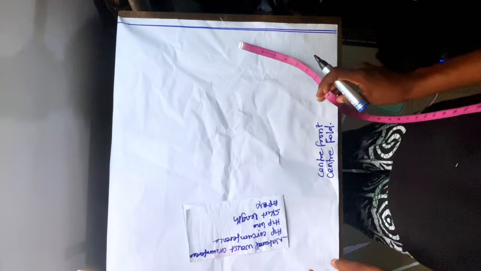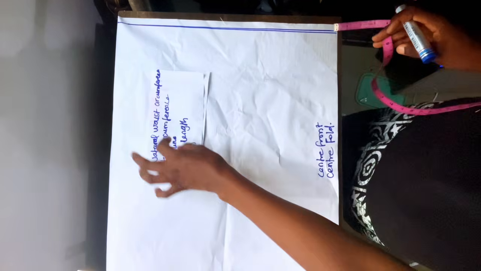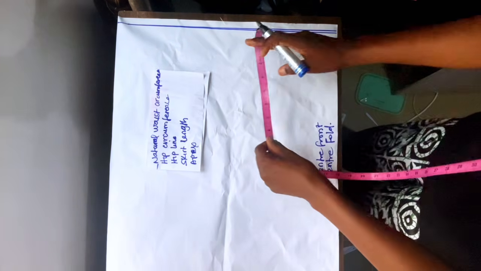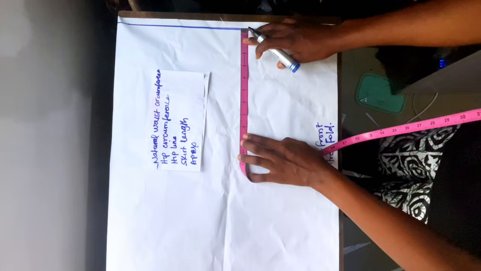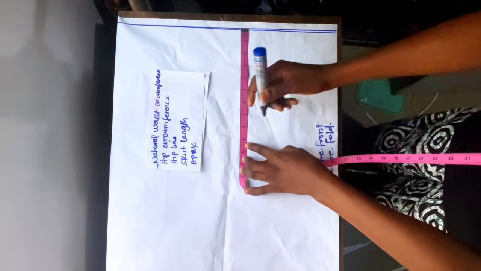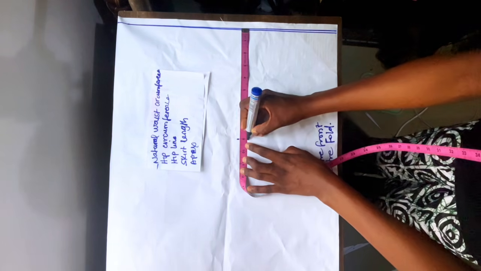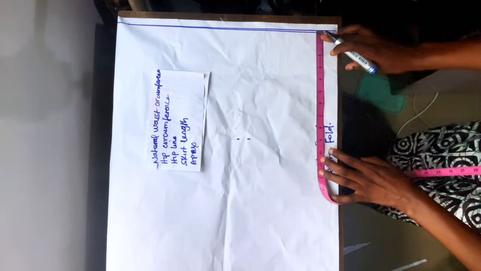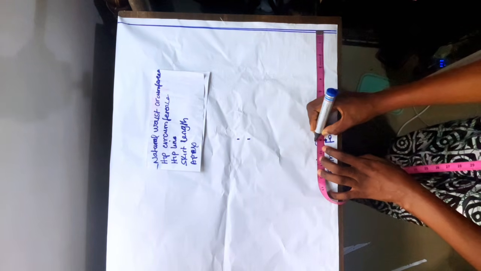Very easy to make. Now we're going to first start with our vertical measurements. What are our vertical measurements? The hip line is a vertical measurement. I told us already. What is your own hip line? My own hip line is 9 inches. So I'm going to mark 9 inches here. I'm going to come here and mark 9 inches.